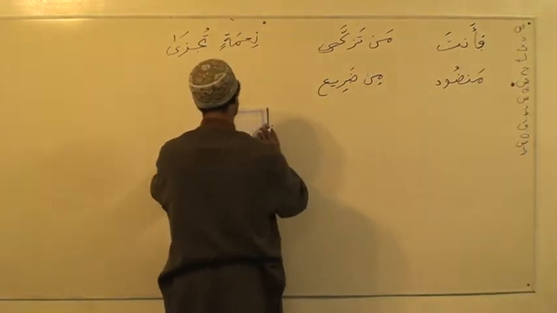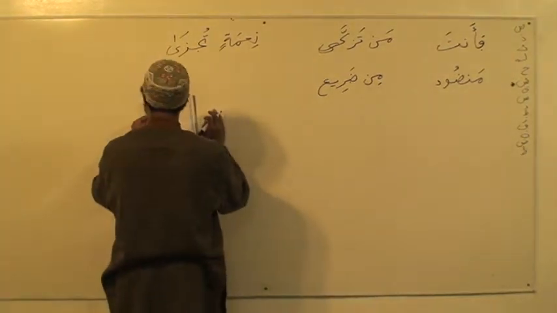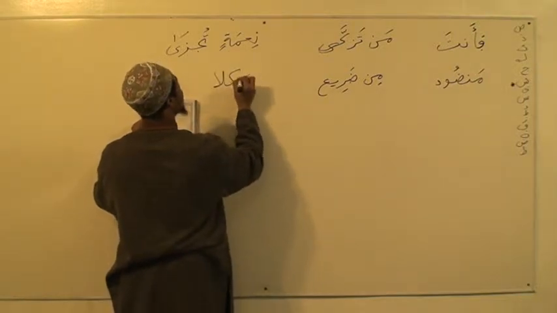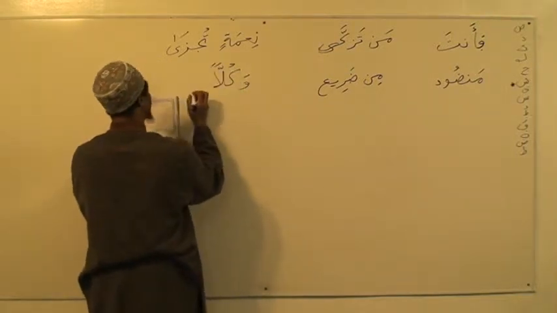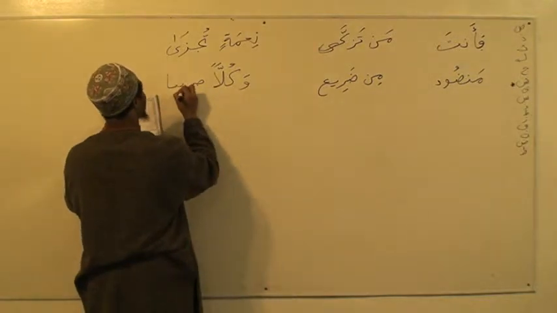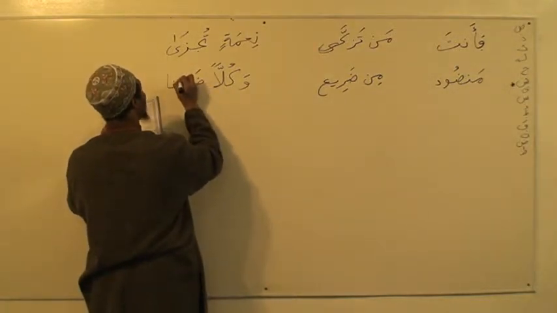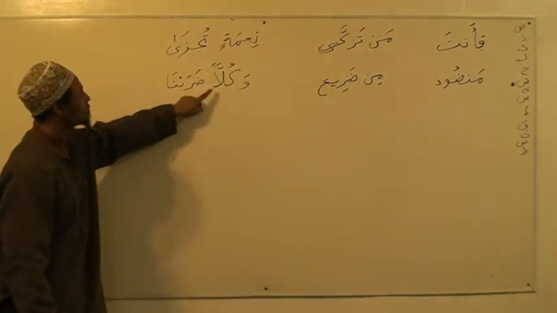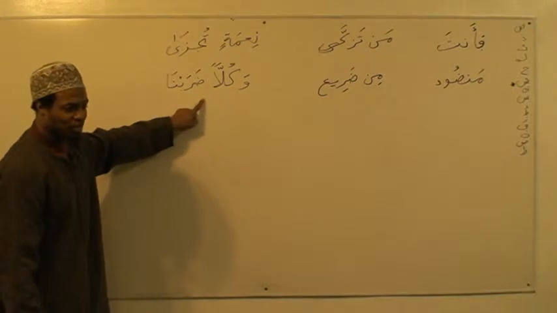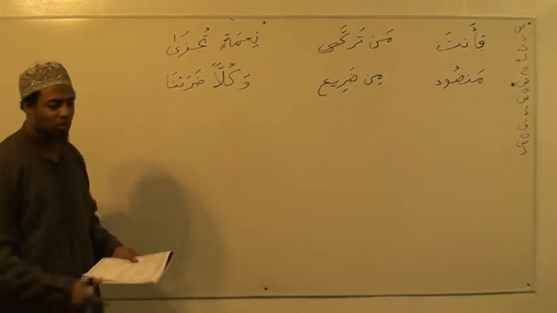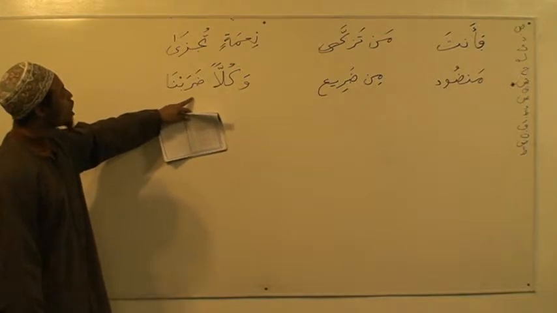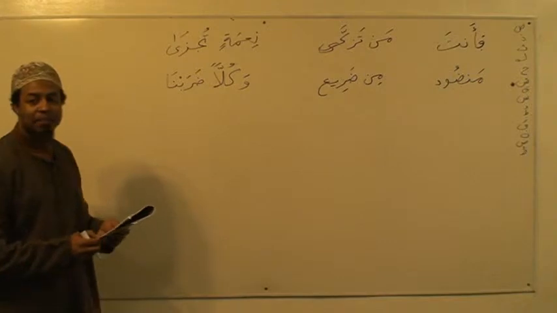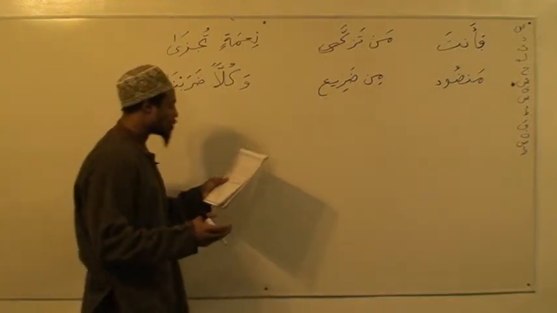The next one, the last one for dad, is وَكُلًّا ضَرَبْنَا. وَكُلًّا ضَرَبْنَا. You can understand that? Okay, you can come over, it's cool. وَكُلًّا ضَرَبْنَا.